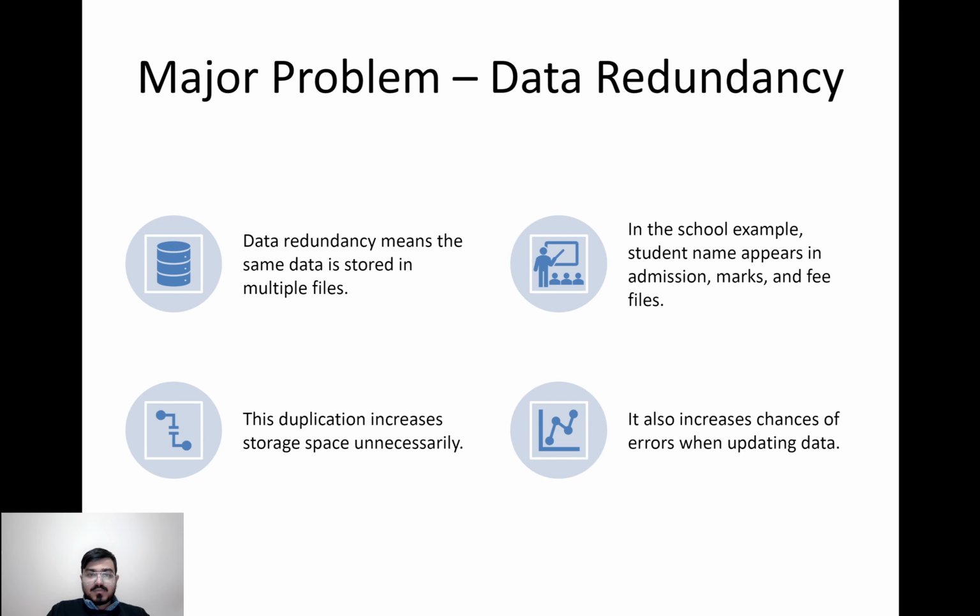Now we come to a major problem, data redundancy. Data redundancy means the same data is stored in multiple files. In our school example, the student name may appear in the admission file, marks file, and fees file. So the same student information is repeated many times. This duplication increases storage space unnecessarily, and more importantly, it increases chances of error because if you update one file but forget another file, then data becomes inconsistent.